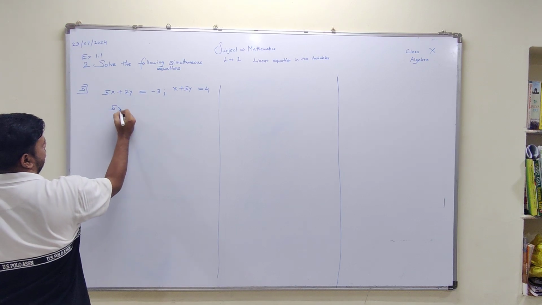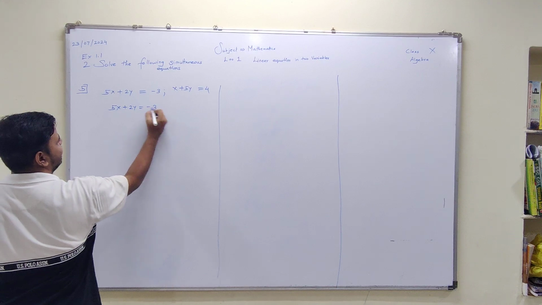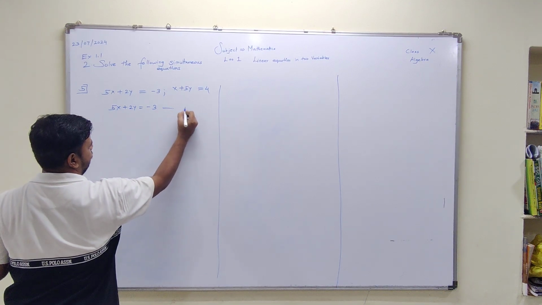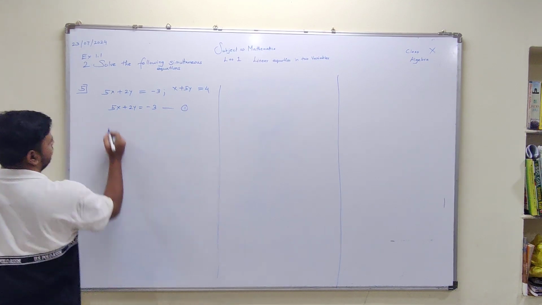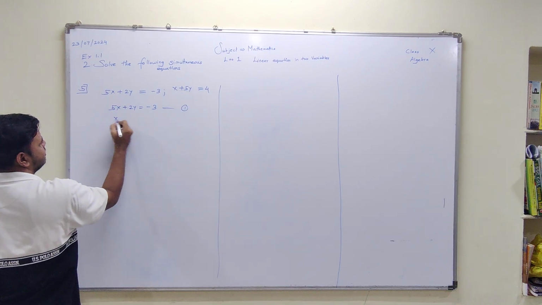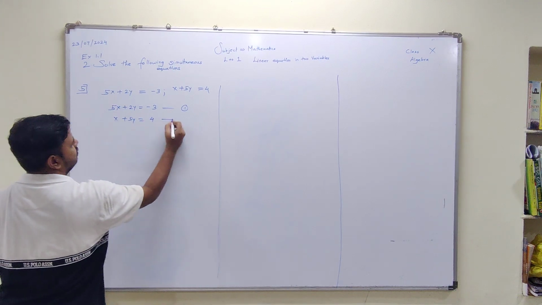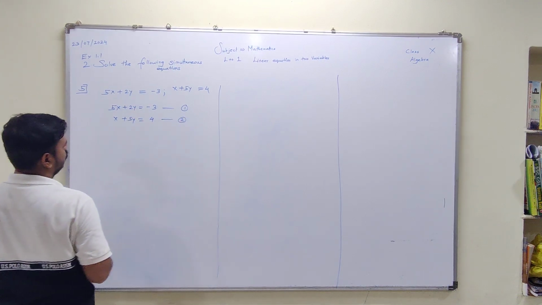I will write down this equation, 5x plus 2y equal to minus 3. We'll name this as equation 1. Below this equation, you have to write x plus 5y equal to 4. We'll name this as equation 2.